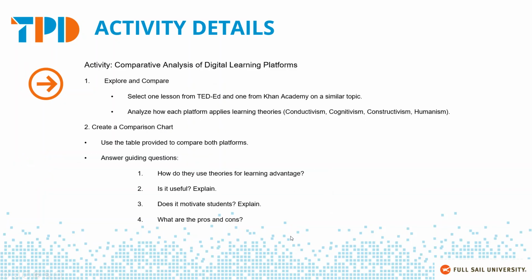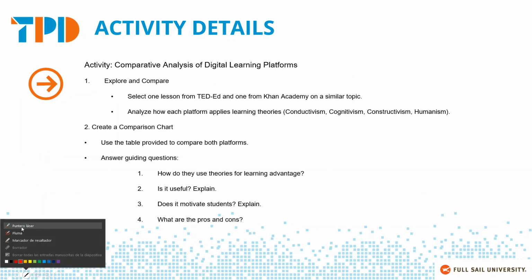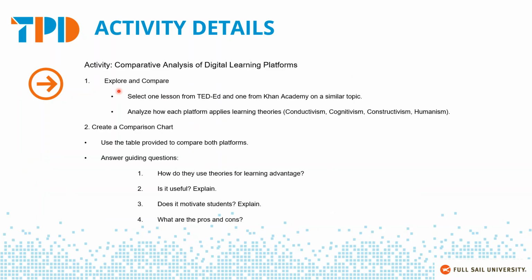Then, how are they going to do this activity? First, they are going to explore and compare. They are going to select one lesson from TED Ed and one from Khan Academy on a similar topic. They are going to analyze how each platform applies learning theories, the theories that we already underlined, and create a comparison chart. They are going to use the table provided to compare both platforms.